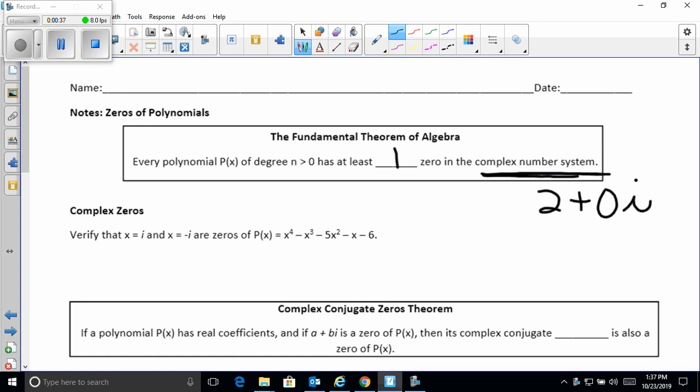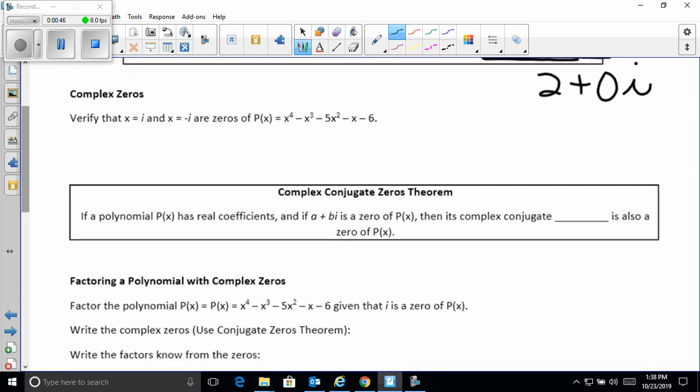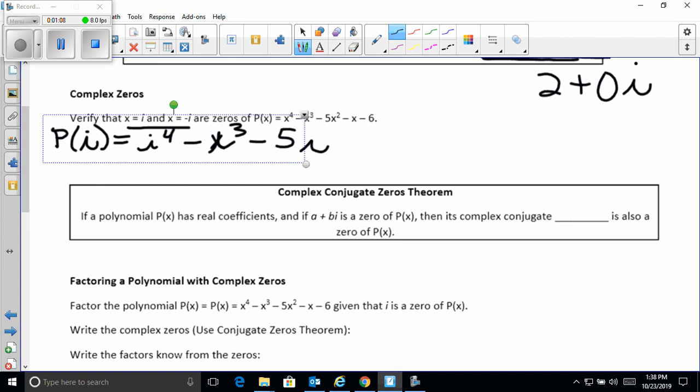So every polynomial is going to have a complex solution, as long as it's not a constant. So let's verify that we can have complex solutions. We're going to start by just plugging in i and seeing if it would give us a complex answer, or give us a 0. So I'm going to plug in i, because I'm telling you that these could be zeros, and let's see what happens. i to the 4th minus i to the 3rd minus 5 times i squared minus i minus 6.